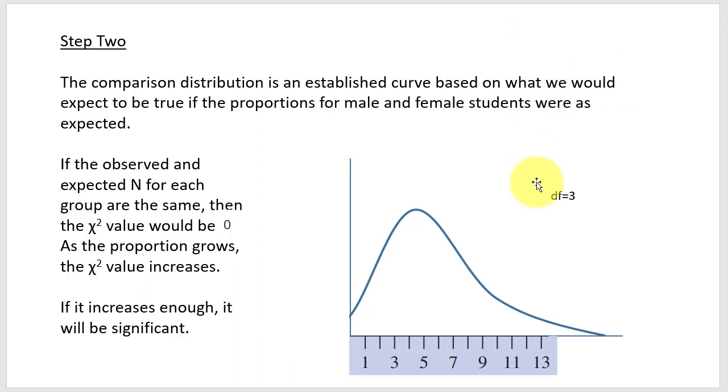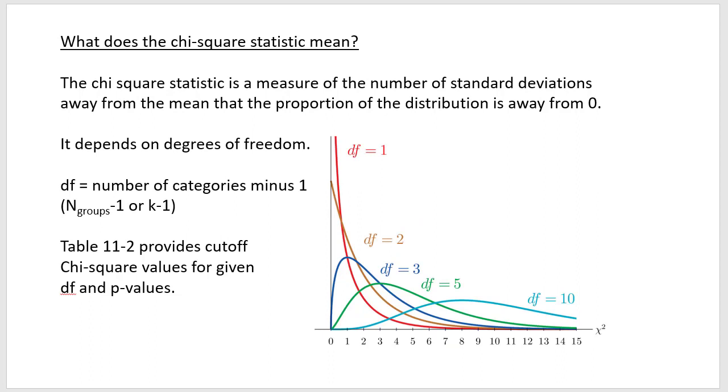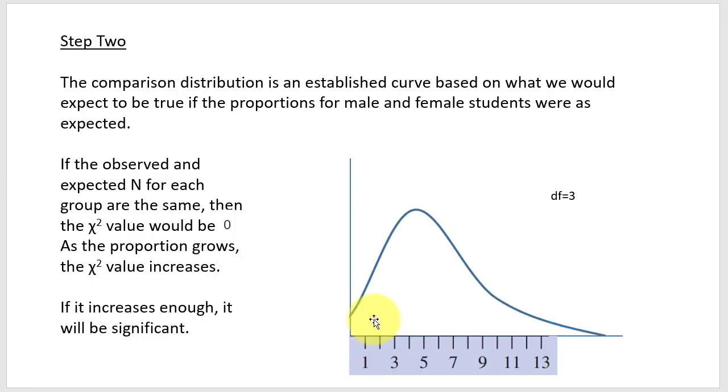In this example, we're using another chi-square curve, but this time it's based on 3 degrees of freedom. And we talked about how the chi-square distribution changes shape based on degrees of freedom. If you look at this, the chi-square distribution for 3 degrees of freedom is this blue curve here that I approximated on this slide. So this is our chi-square distribution.